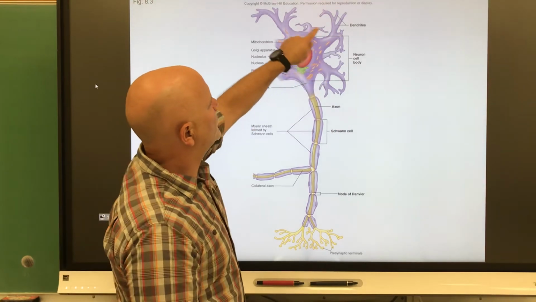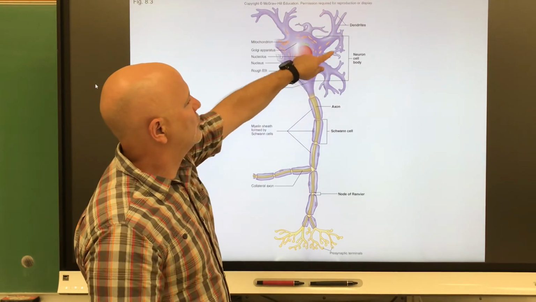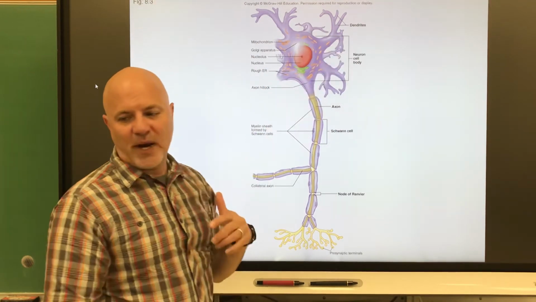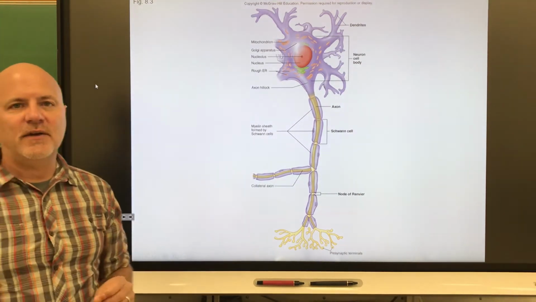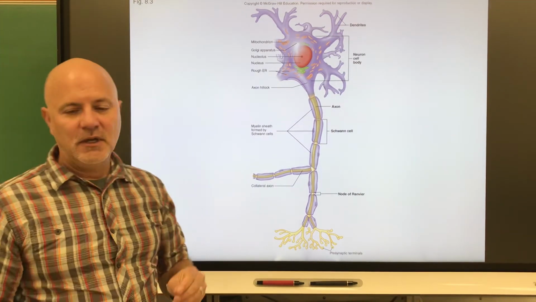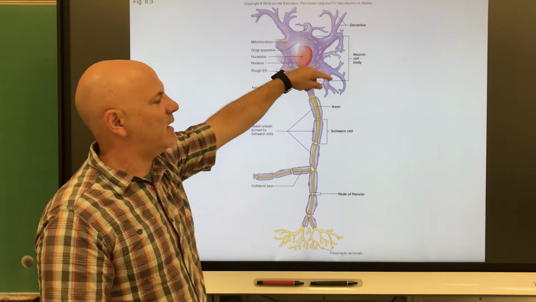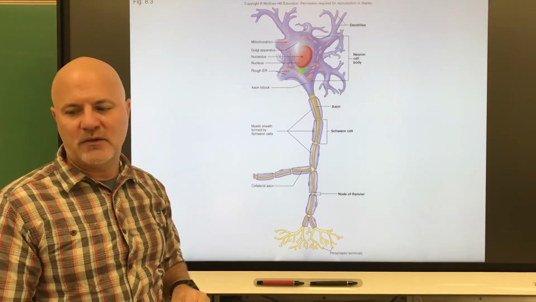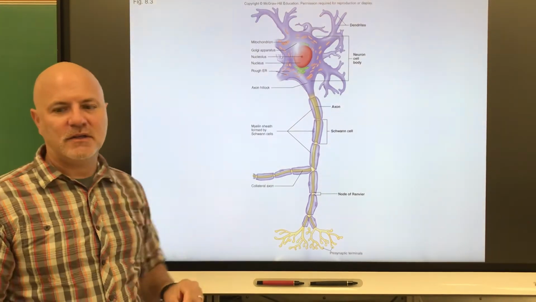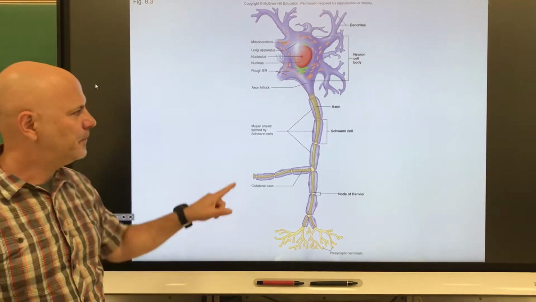You see a bunch of these other structures off of the cell body. Those are dendrites. Dendrite actually means branch. So these are appendages off of the cell body that receive impulses. A neuron could have several dendrites down to no dendrites on them. These guys do not have myelin.